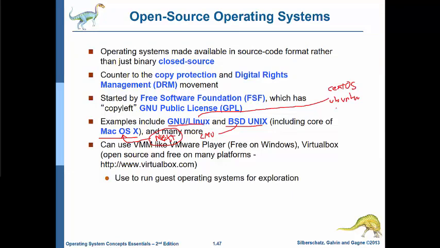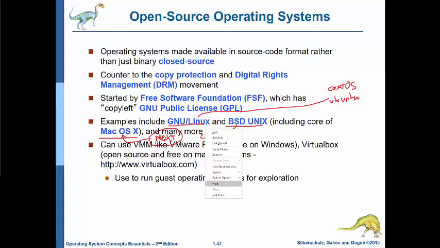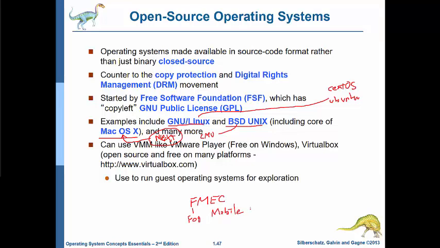The future computing power, in addition to this, as I explained to you, is called FMEC. F means fog computing, M mobile, E edge, C computing. Okay, so FMEC. Any question?